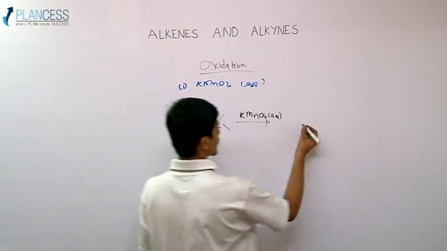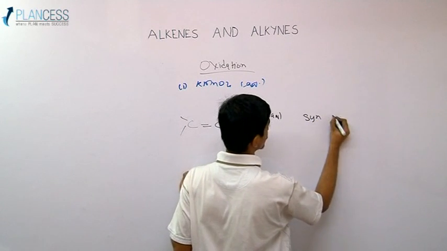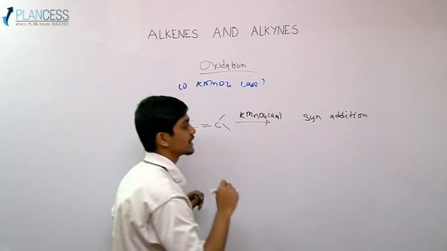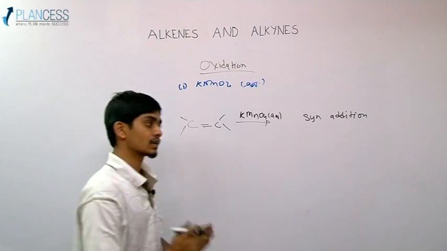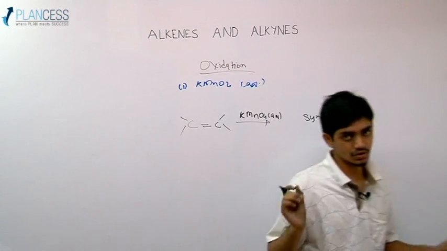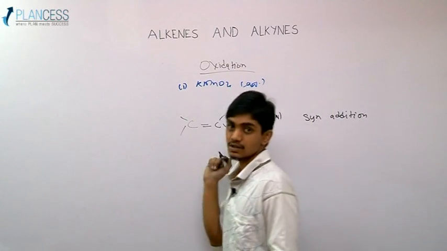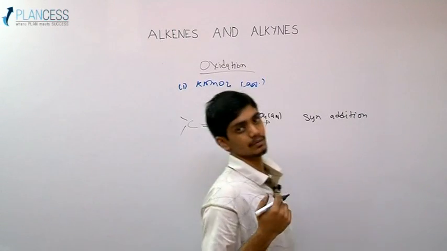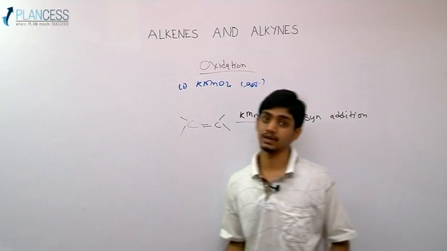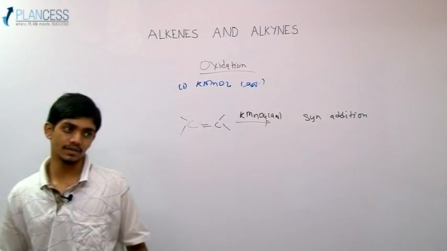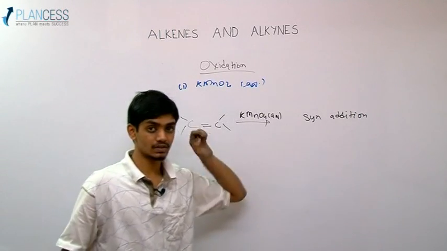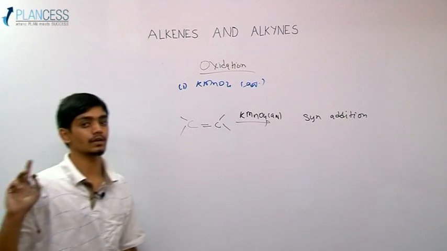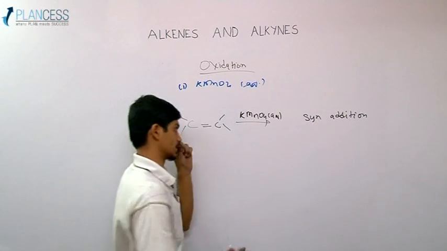So you get a syn addition. This is a very important point, that the alcohol addition has to be syn. Again, with respect to stereochemistry, this can change a lot of things. That is, you get a racemic mixture, you get a meso compound, or you get diastereomers. Everything depends, because here we have got a stereospecific reaction, a syn addition, similar to that of hydroboration and oxidation.